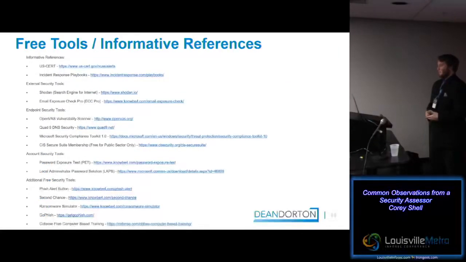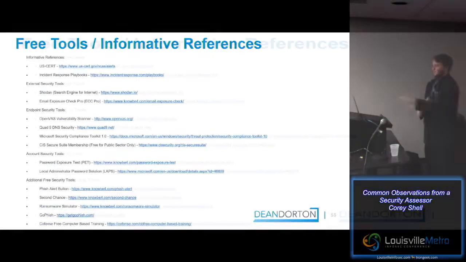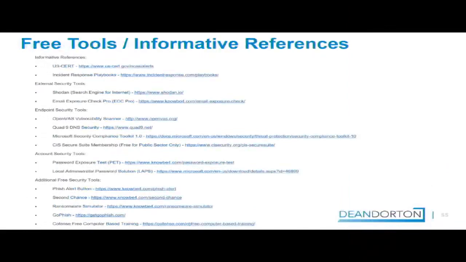And now the moment you've all been waiting for: free tools and informative resources. The informative resources will start at the very top there. US-CERT, that's the United States Computer Emergency Readiness Team. They've got a lot of good alerts and advisories on ongoing incidents and malware campaigns. Incident response playbooks: if you go to incidentresponse.com, there are some free playbooks for different types of incident response scenarios, including malware, denial of service, and mailbox compromise. Highly recommend you check that out.